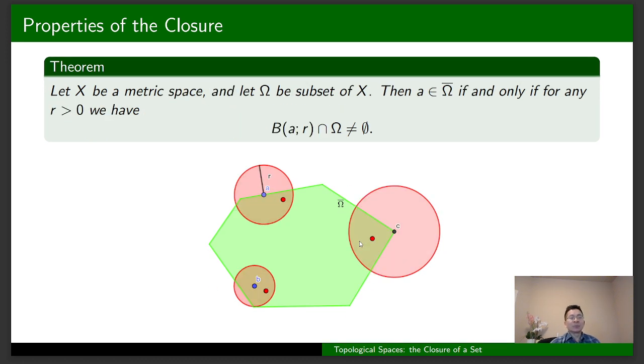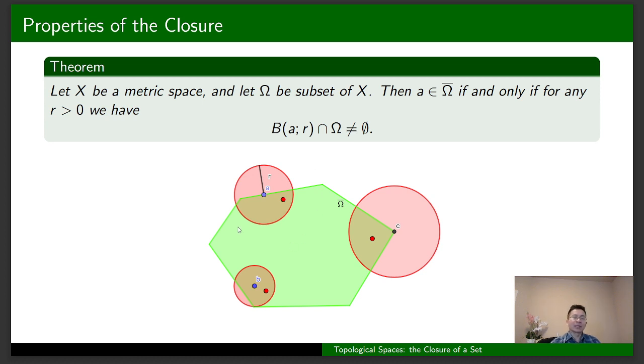In the setting of a metric space, we can actually replace open sets in the previous theorem by open balls to have this theorem. Let X be a metric space and let omega be a subset of X. Then A belongs to the closure of omega if and only if for any r greater than 0, the intersection of the open ball with center at A and radius r with the set omega is non-empty.